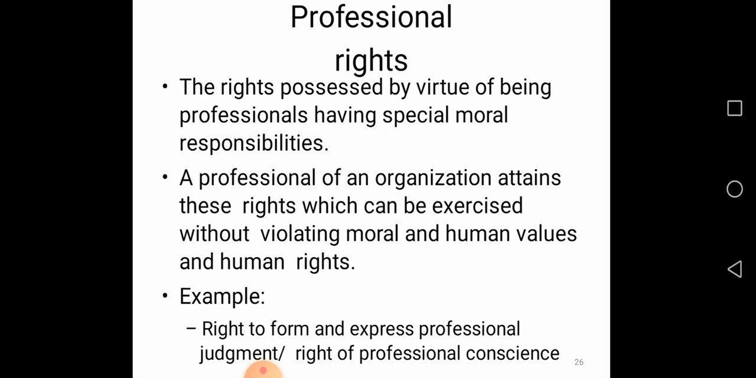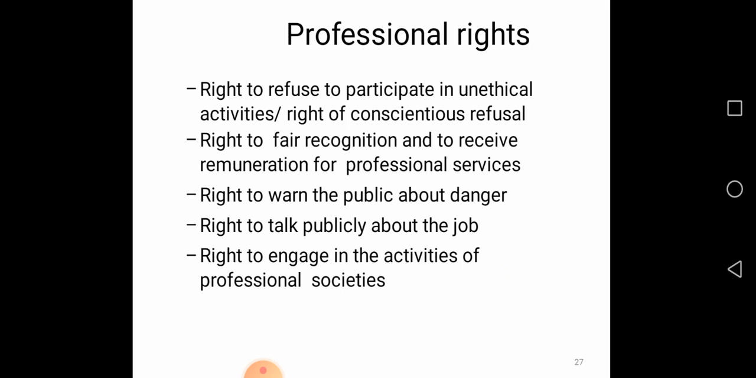Now, the next one is professional rights. If the rights possessed by virtue of being professionals are done having moral responsibilities, we call those rights professional rights. Now, a professional of an organization will attain these professional rights, which can be exercised without violating moral and human values and human rights. Now, the examples for professional rights are right to form and express professional judgment, right to refuse to participate in unethical activities, right to receive remuneration for professional services, right to warn the public about danger, right to talk publicly about the job, etc. So these are the major rights an engineer has, that is employee rights and professional rights.